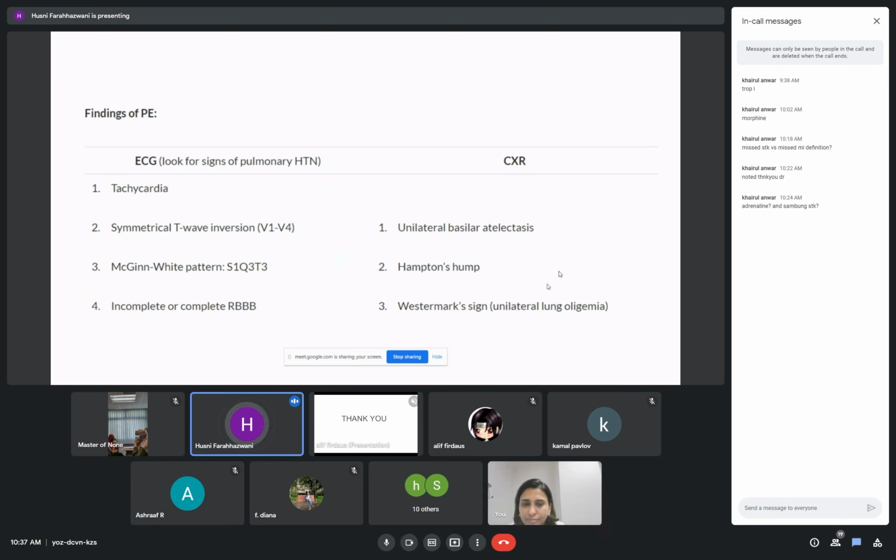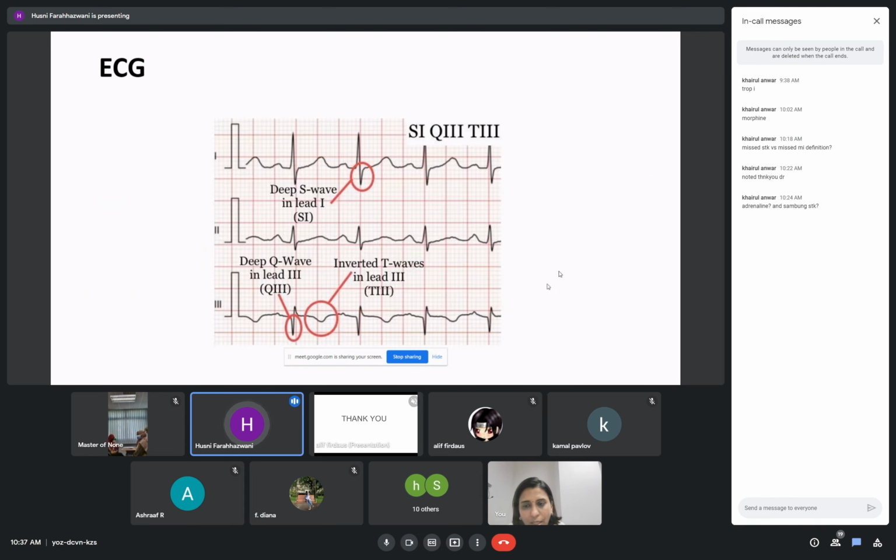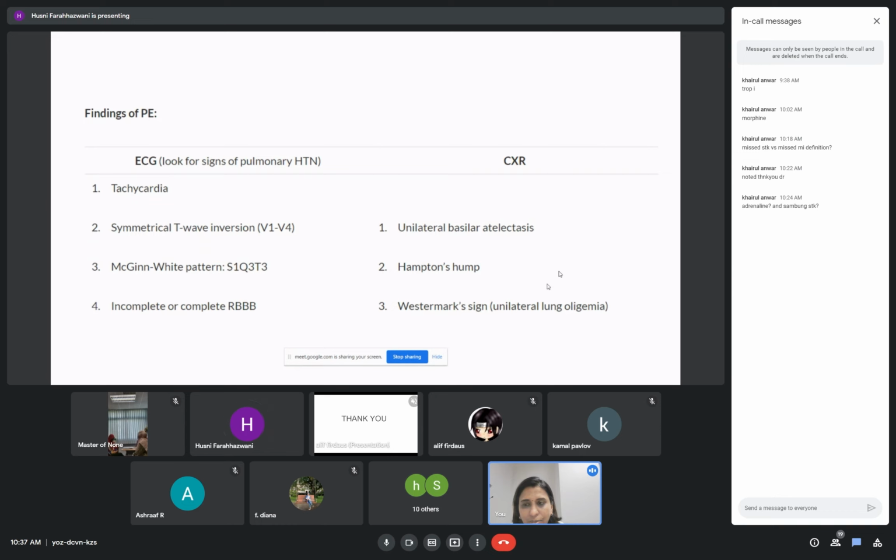So findings in PE on ECG and chest X-ray. ECG might show you tachycardia, symmetrical T-wave inversion, the S1Q3T3, incomplete or complete RBBB. For chest X-ray, they might show you pulmonary infarction, unilateral basilar atelectasis, Hampton's hump, and Westermark sign. Bear in mind, I have worked 11 years now, and I do not have a typical ECG that shows this is PE.